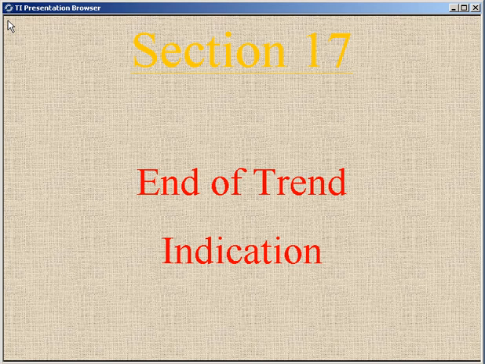This concludes section 17 of our training. If any part of this section was not totally clear, then we suggest that you review this section again. And if any questions remain, please write them down, and we'll go over those questions in the online portion of your training. If you thoroughly understood this section, then you can proceed to section 18.